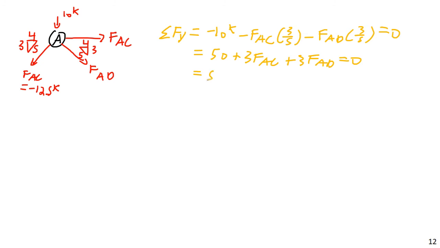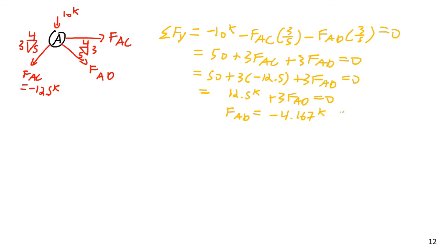So this will then equal 50 plus 3 times negative 12.5 plus 3 times FAD equals 0. If you run through that, you will find FAD, well, I have it here, might as well just go ahead and get this. This will collapse to, effectively 4 times 12.5 minus 3 times 12.5, leaving us with just 12.5 kips plus 3 times FAD is equal to 0. I can then get that FAD is equal to negative 4.167 kips, which of course is in compression.